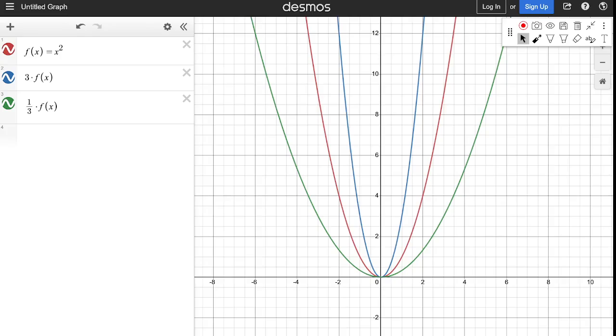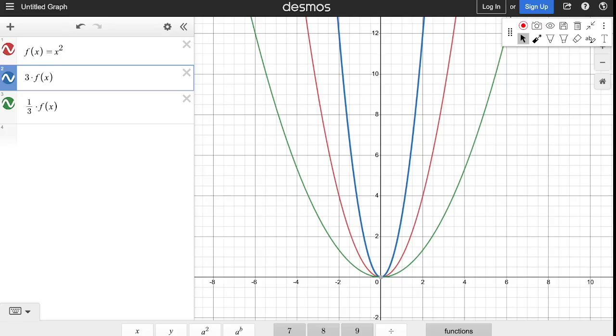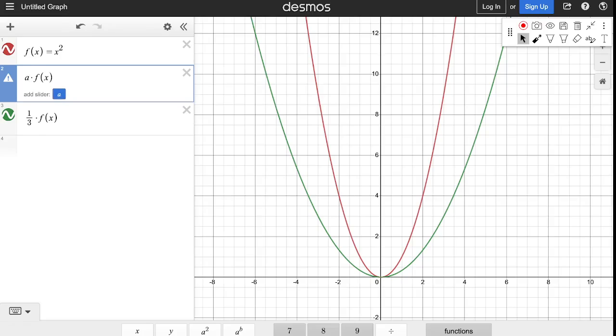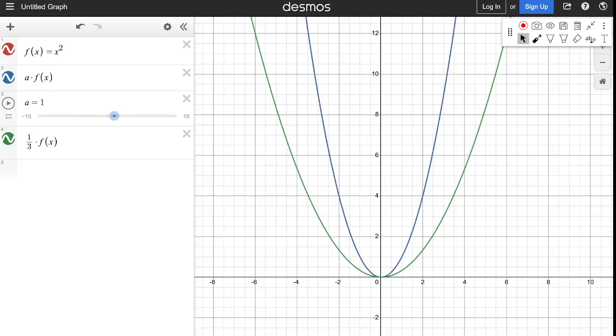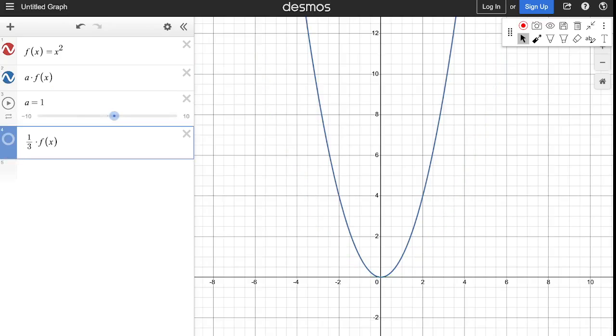Now the thing is if we were to do these in the x direction, we might not really be able to see what's going on. But actually, let's do this. Let's change this to a variable. Let's make it a constant variable. So we'll make a slider for it. Let's turn off this other one. And we see that, okay, when a is 1, nothing's going to happen because 1 times it is the original.